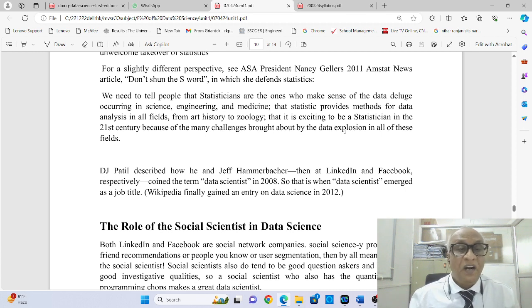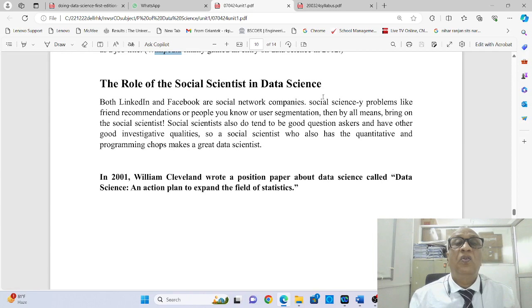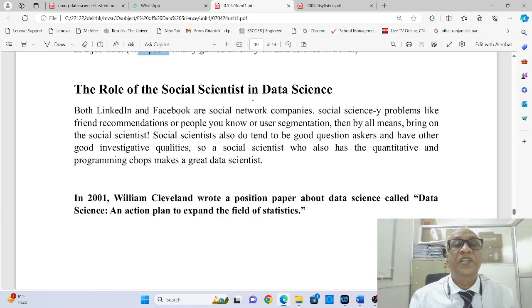Then we come to the people who coined the term data scientist for the first time. They were DJ Patil from LinkedIn and Jeff Hammerbacher from Facebook. And then the data scientist term was entered in Wikipedia for the first time in 2012. Now, to understand the definition of data science, we need to understand the role of a data scientist in the software industry, let us say, as well as to understand the role of a social scientist in data science.